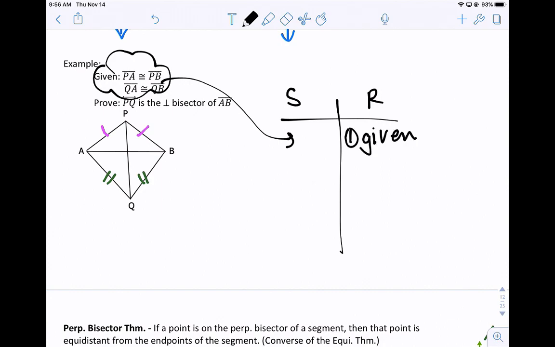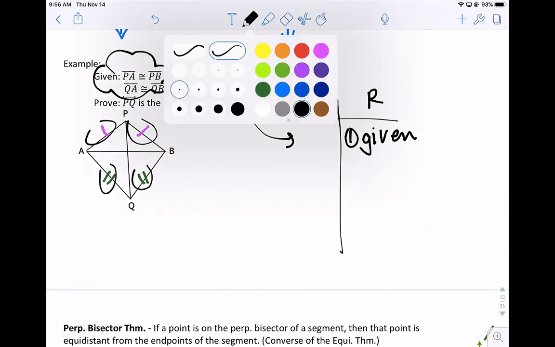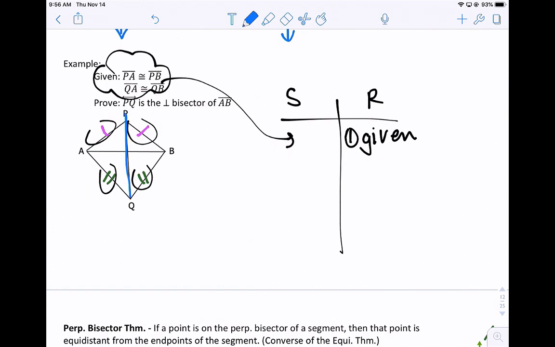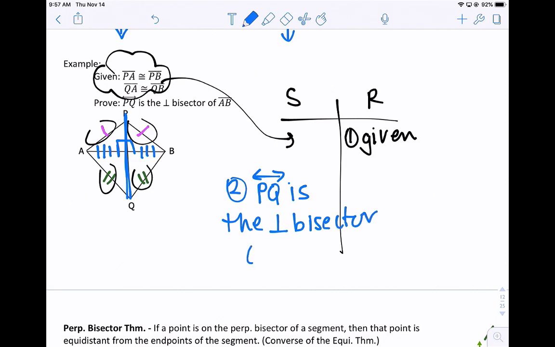All right, now in the given, we actually have enough information. We have shown that P is the same distance from A and B. Q is the same distance from A and B. So this line, PQ, must be perpendicular and a bisector. Okay, so we'll say that. So step 2 already, PQ is the perpendicular bisector of AB.